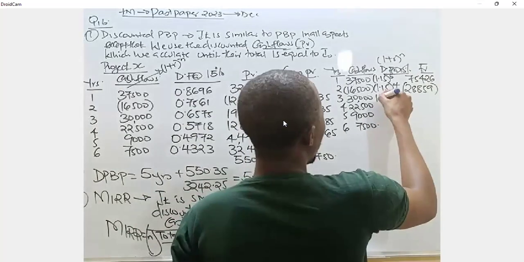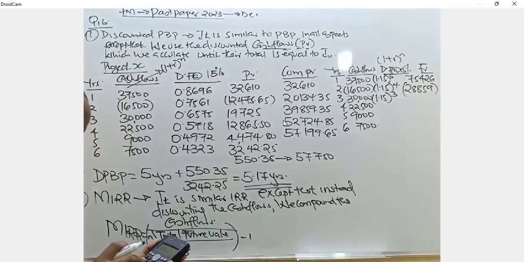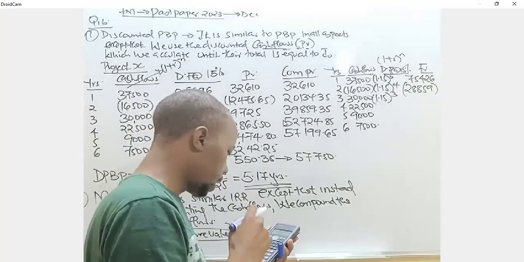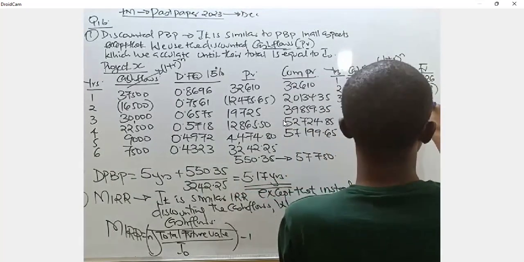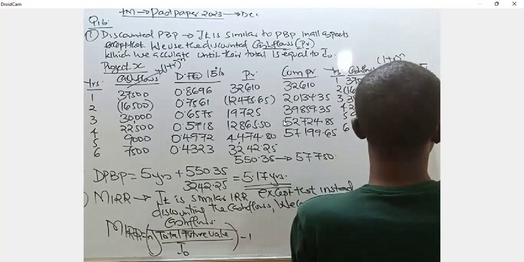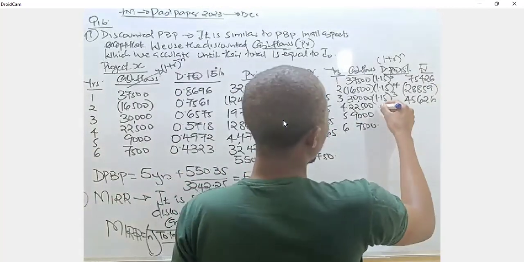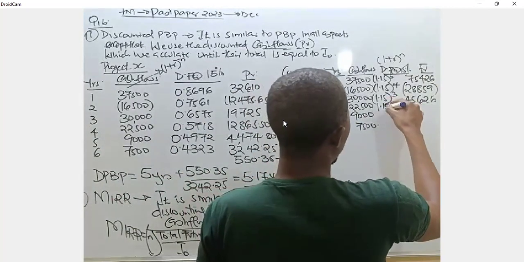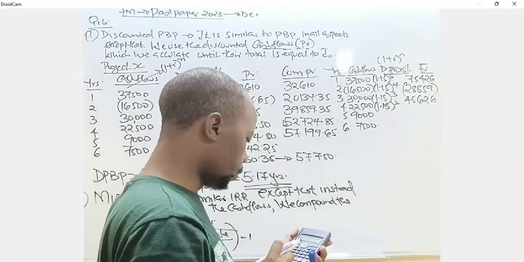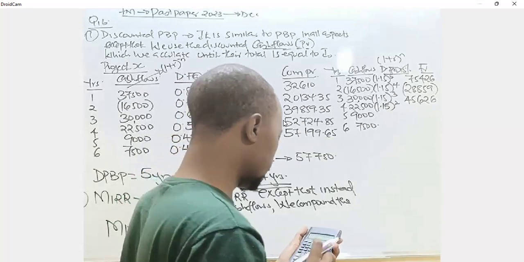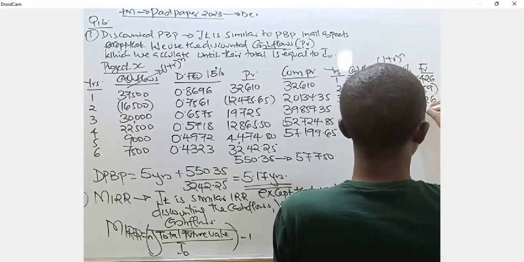Then this will be 1.15 raised to 3. Then you multiply it with 30,000, getting 45,626. The other one will be this one, year 4 now. It stays in your account for only 2 years. 1.15 raised to power 2. Then we multiply it with 22,500, getting 29,756. This is the power of compounding.